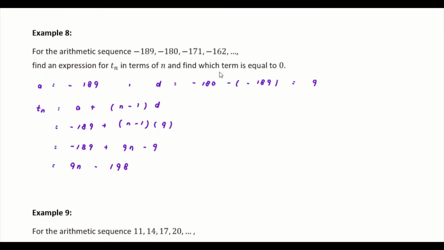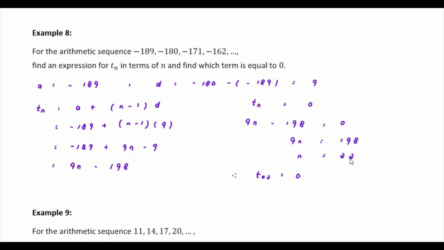So now we can proceed to find what's equals to 0. So which term equals to 0? Same thing. So our nth term is equal to 0 and we want to find out what is the n, right? So that's why 9n minus 198 equals to 0. So we can get 9n equals to 198. So that gives us n is equal to 22. So that's why in this case, we have the 22nd term is equal to 0.